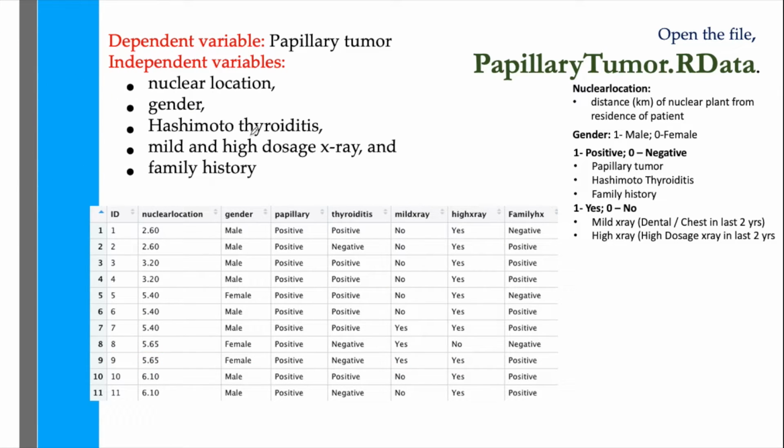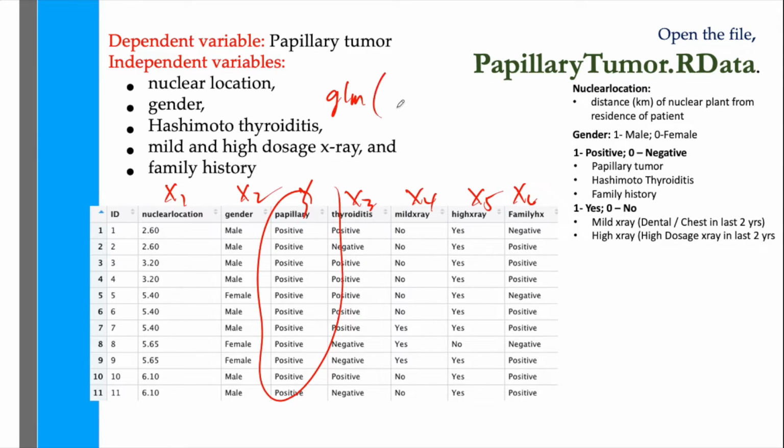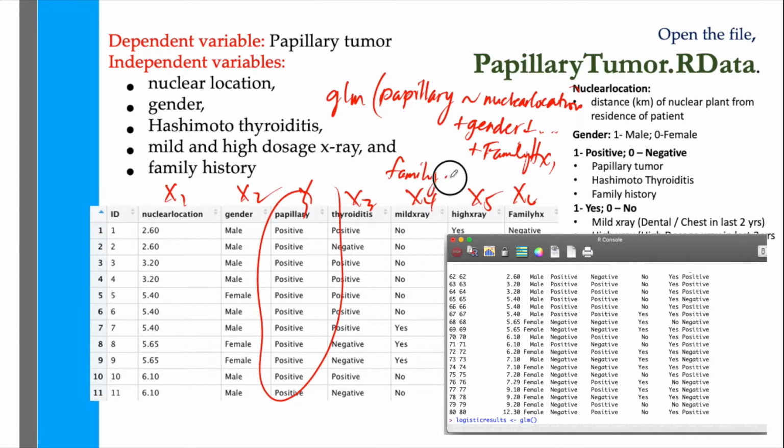So note that the dependent variable here is the papillary tumor. So this one is our Y. The rest are X. So we're going to make use of the GLM function in which the dependent variable is papillary tumor. And then we're going to have the independent variables such as nuclear location, gender, up to family history. And then we're going to make use of the family, which is binomial, and then the link function, and then the file name.